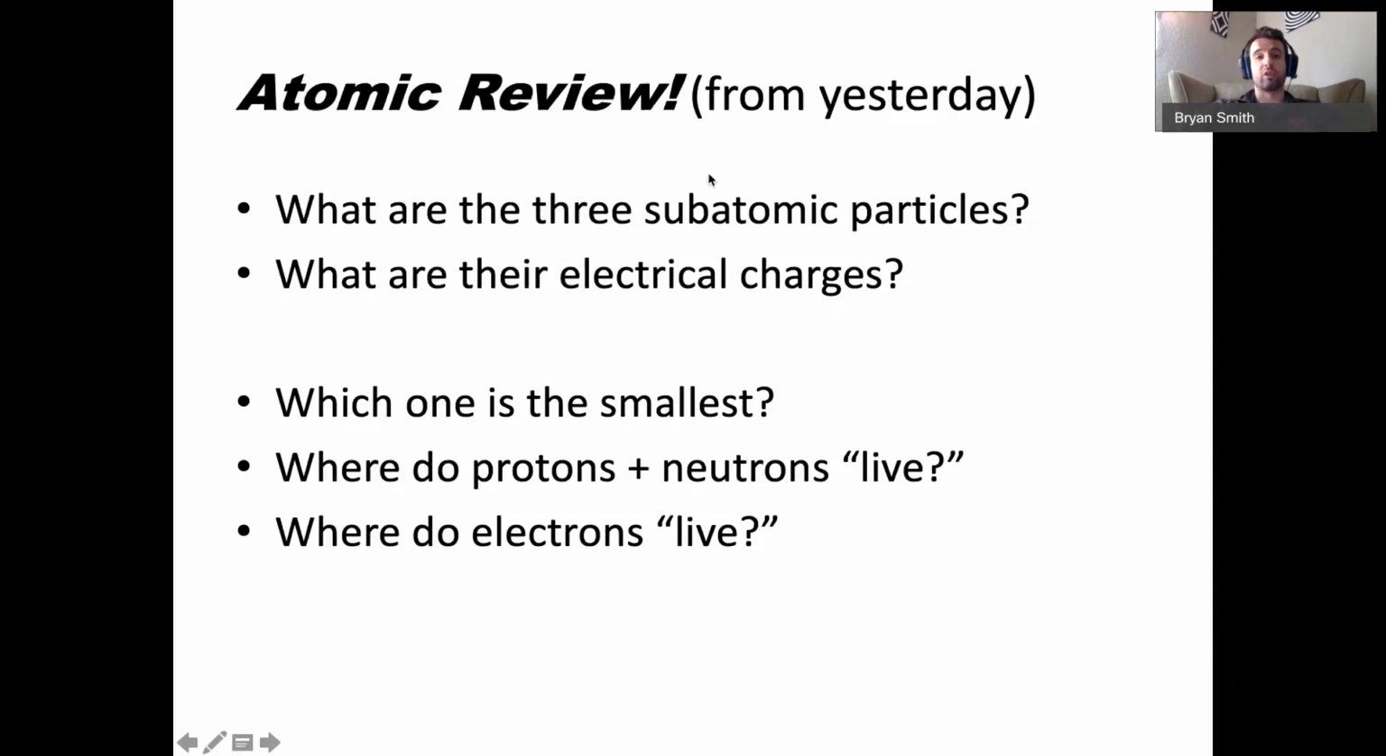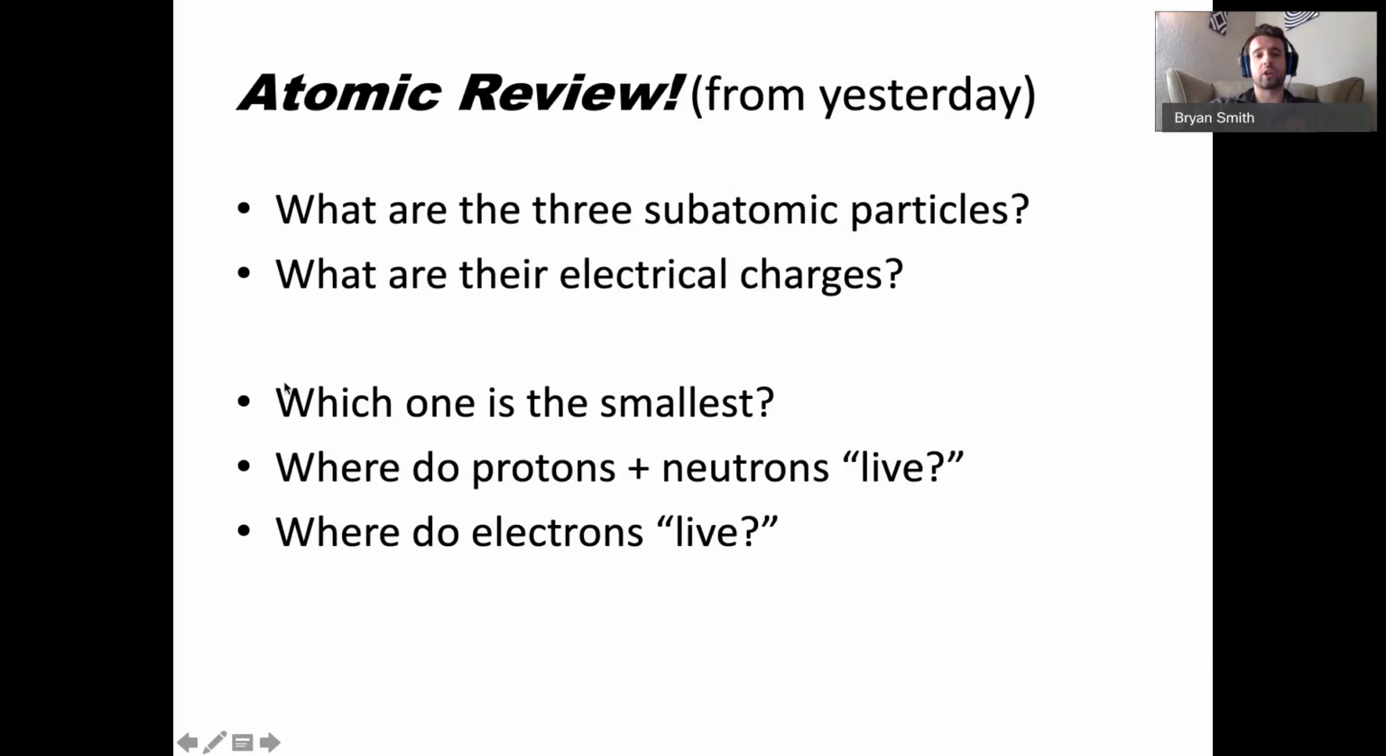Today we're going to talk about something called the Bohr model. As a review, some questions you should be comfortable with are: what are the three subatomic particles, and what are their electrical charges? Things like protons, neutrons, electrons. Remember, protons are positive, electrons are negative, and neutrons are neutral.